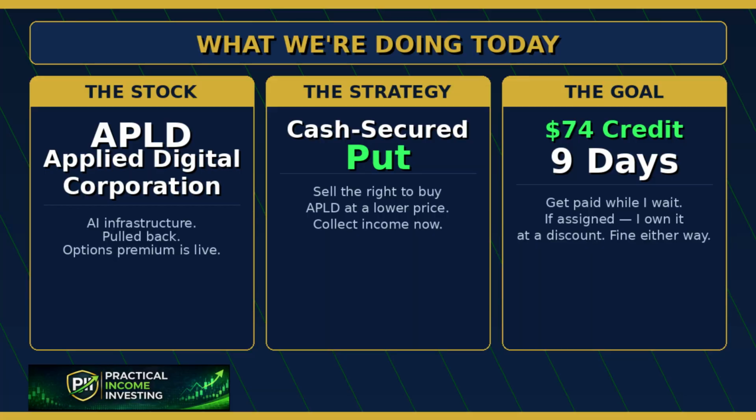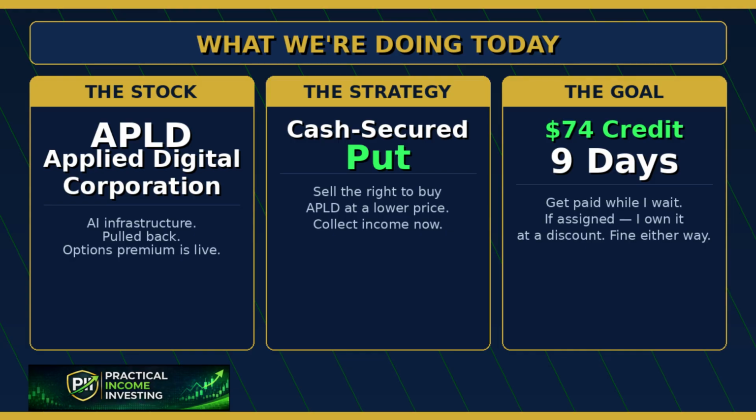The stock is APLD, Applied Digital Corporation, an AI infrastructure company. It pulled back today, and the chart gave me a setup I really liked. The strategy is a cash secured put. I'm selling the right to buy APLD at a lower price, and I collect a premium right now regardless of what happens with the trade.